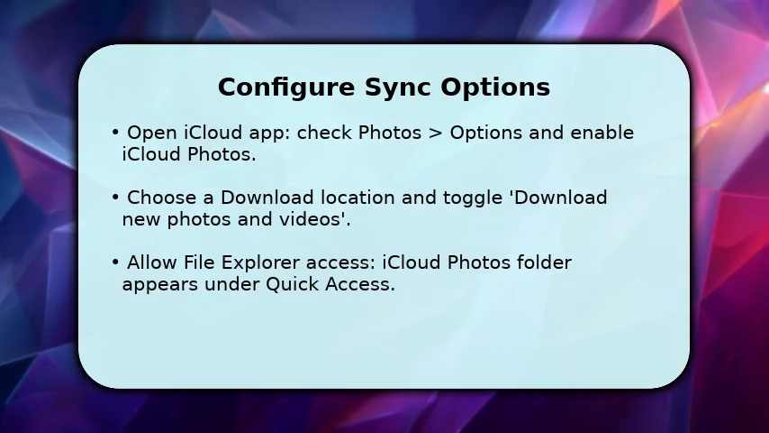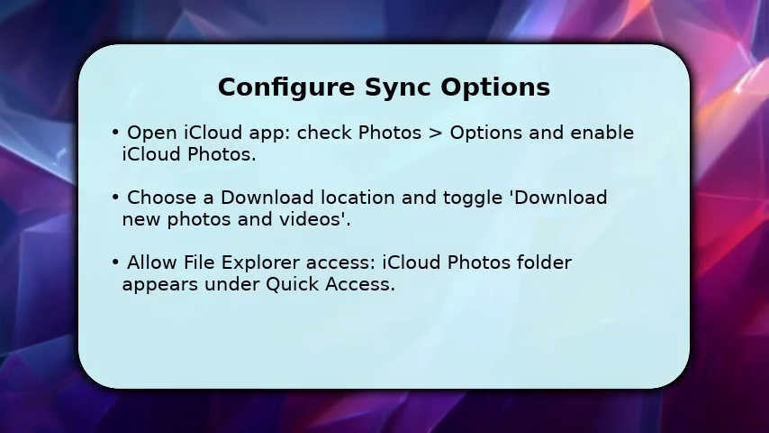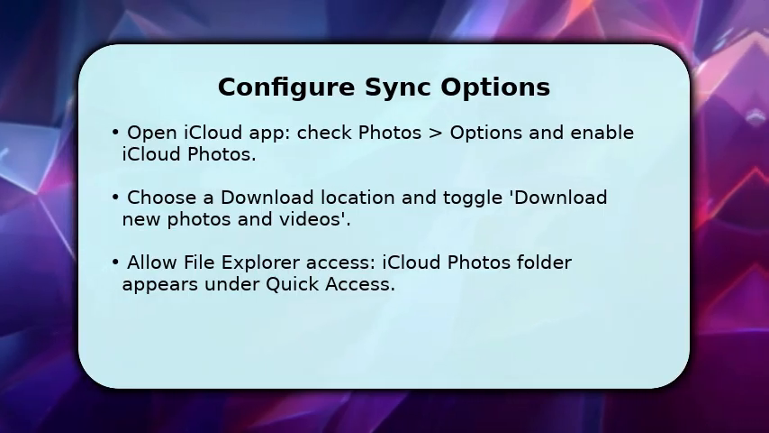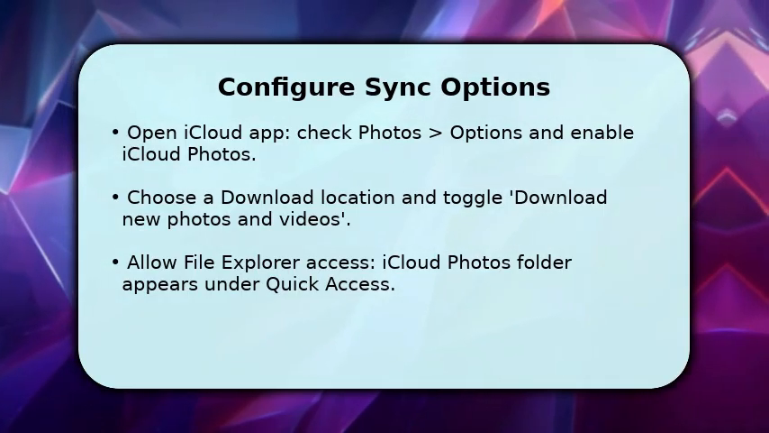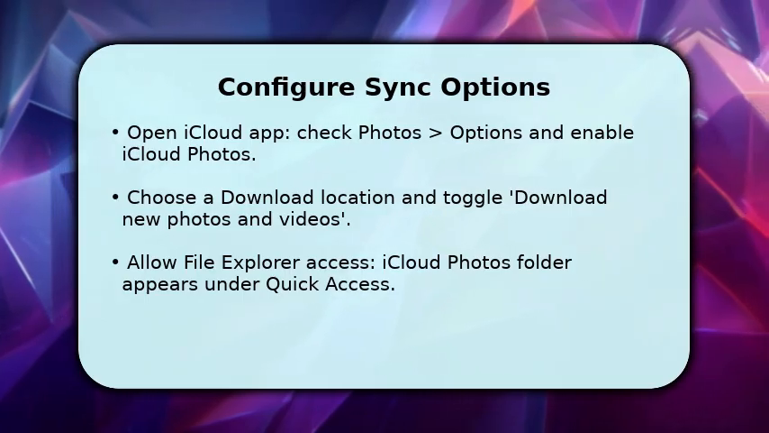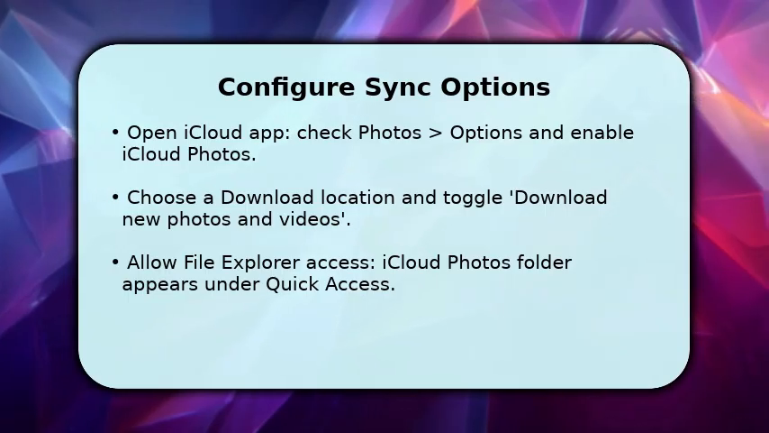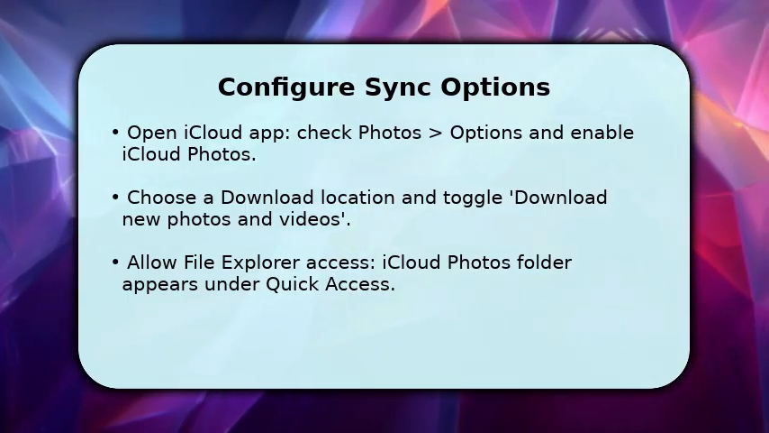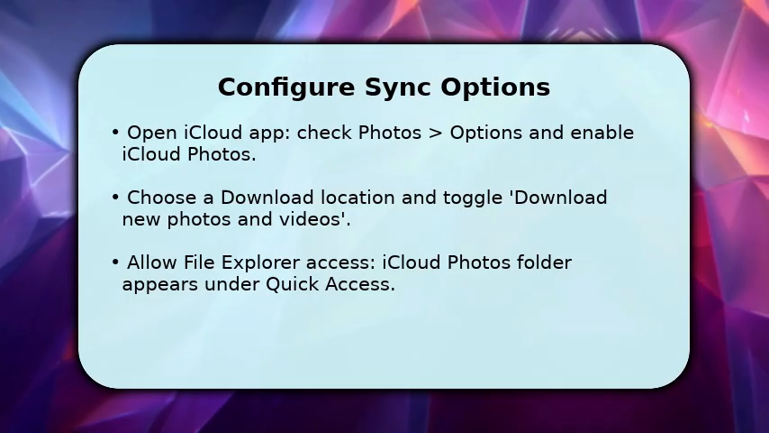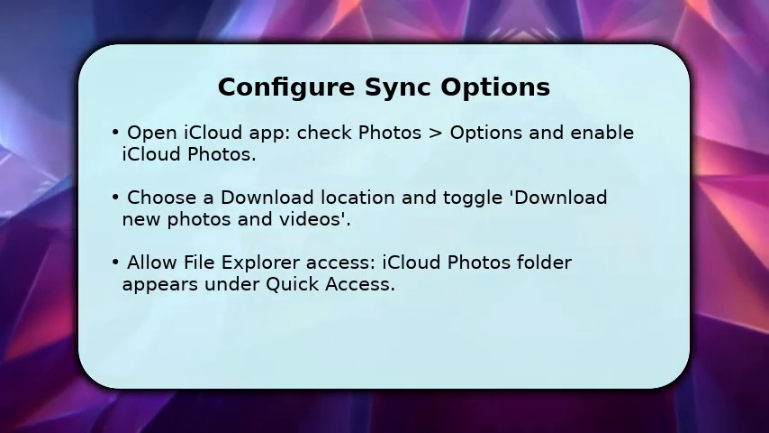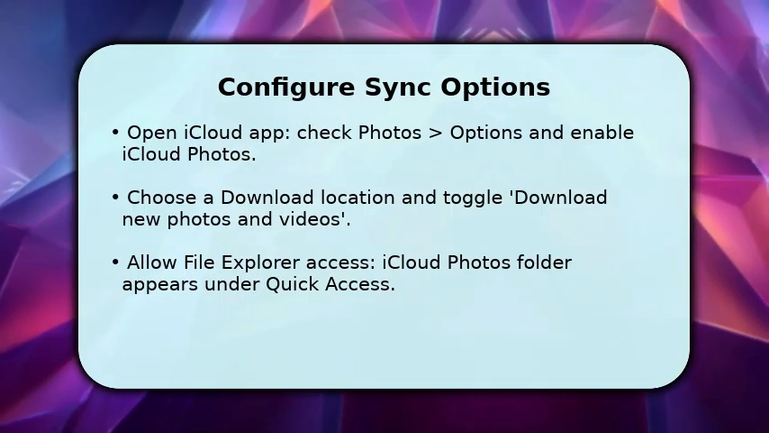Next, you configure how files move. Open iCloud for Windows and select Photos, then Options. Enable iCloud Photos and choose whether to download originals or optimized versions. Once selected, set the download folder so you know where images land. You can pick Pictures or a custom folder for organization. Make sure Download New Photos and Videos to My PC is checked so new items come automatically.